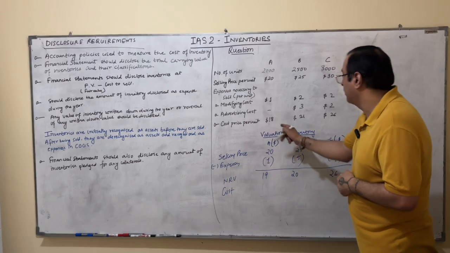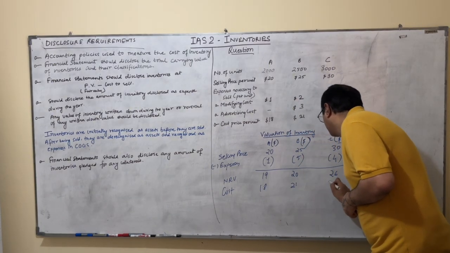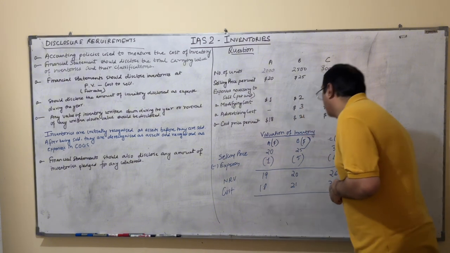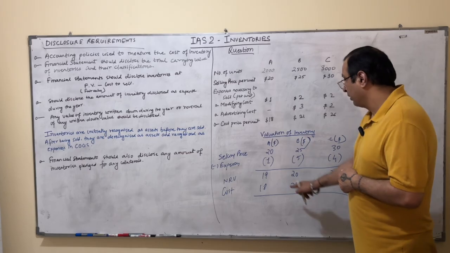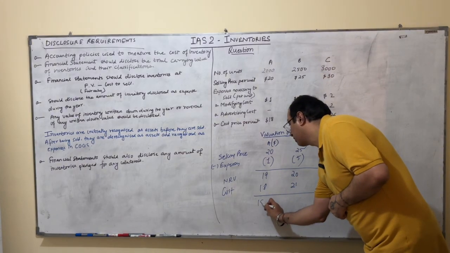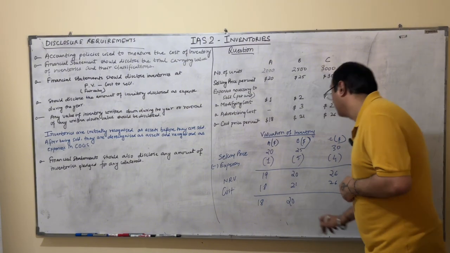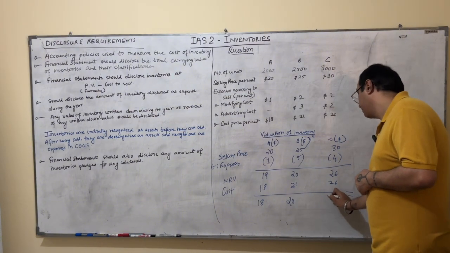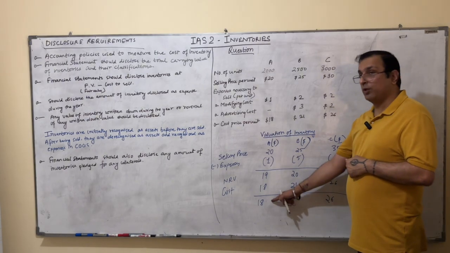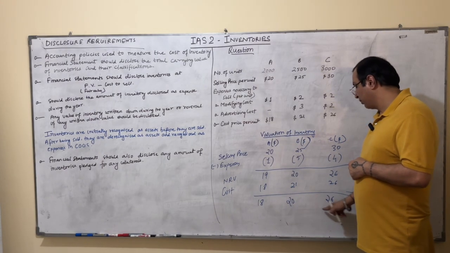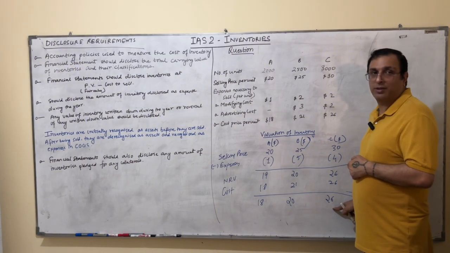Now the cost is given to us: 18, 21, and 26. Now what value will we take for our inventories? For each, you can see whichever is less of the two. In the first case, cost is less, so value is cost. And for the second case, NRV is less, so it will be valued at NRV. And for the third case, both are the same, so I will take any value, 26. So I will value my inventories at 18 per unit, 20 per unit, and 26 per unit for A, B, and C. This is how we'll value the inventories as per IAS 2.